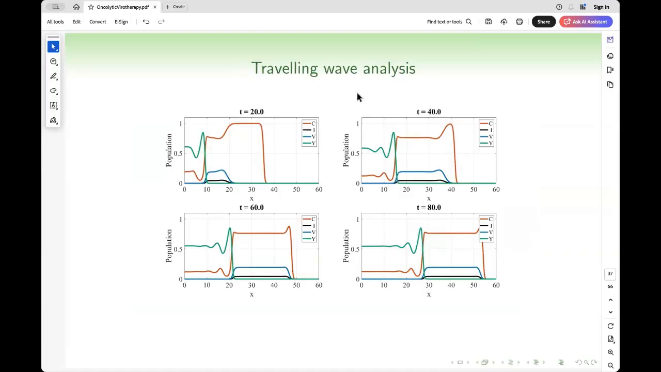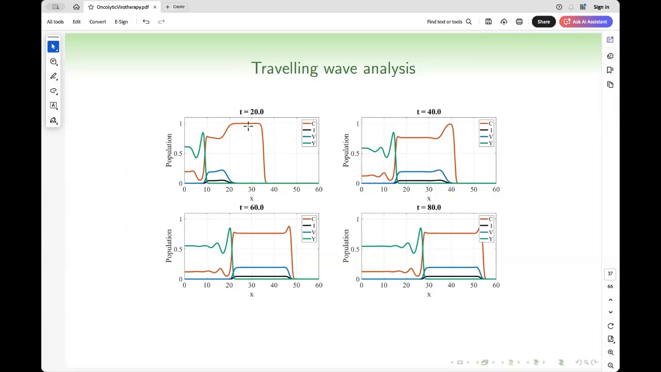Now, so let's spend a minute to look at this graph. So we have cancer cells in orange. We have infected cancer cells in black, virus in blue, and immune system in green. Space goes from 0 to 60, population sizes on the y-axis. And then T is 20, 40, 60, and 80. So we definitely see traveling waves very clearly.